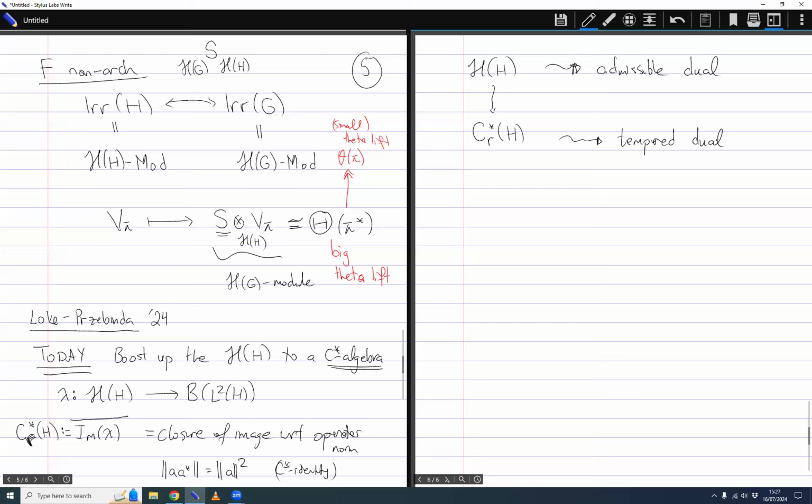Remember, tempered representations are a subclass of unitary representations singled out by the fact that they are weakly contained in the regular representation of the group. Or you could also characterize it as its matrix coefficients live in L2 plus epsilon. They're almost L2. There are different ways of describing temperedness, but it's a very special class of unitary representations. And this completion of the Hecke algebra sees those guys.